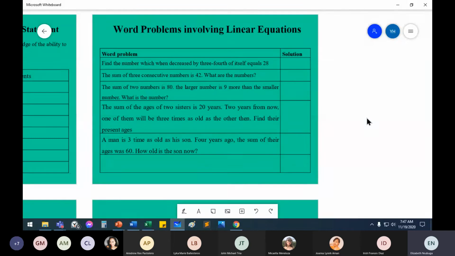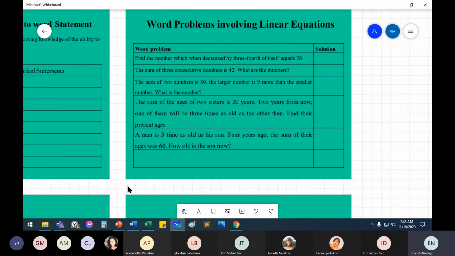Word problems involving linear equations. Now, first you're going to write the algebraic expression, and then you're going to solve it. So we have this one. It says, find the number which, when decreased by 3/4 of itself, equals 28.